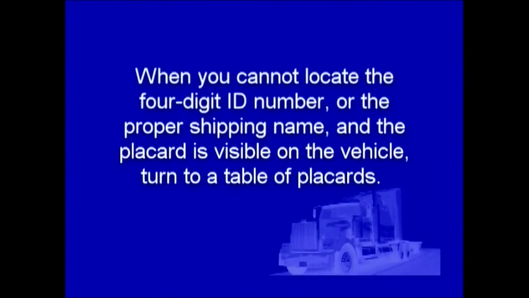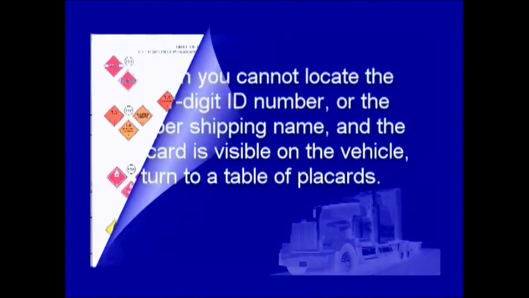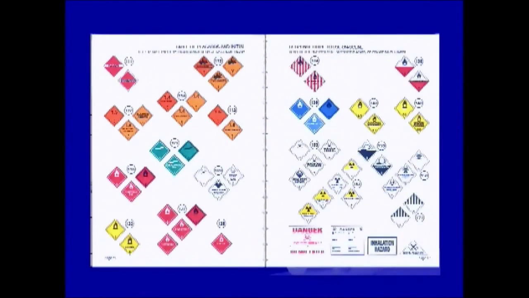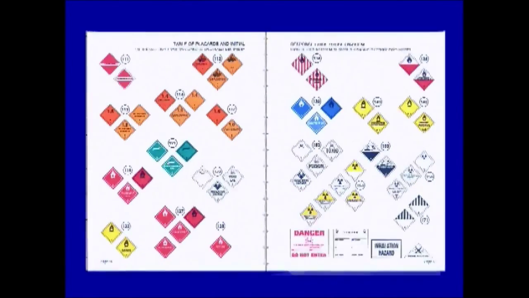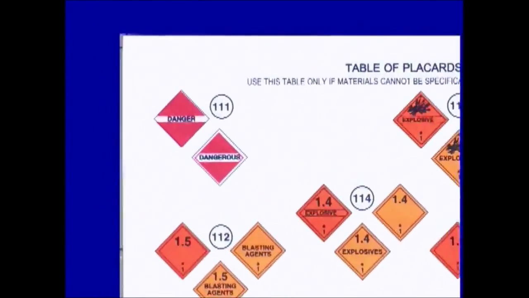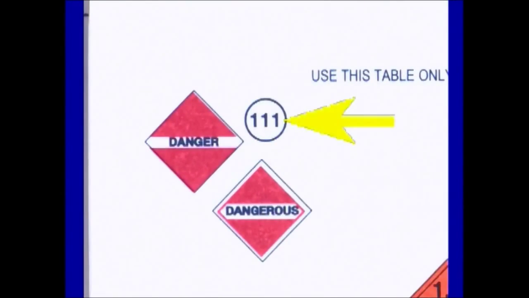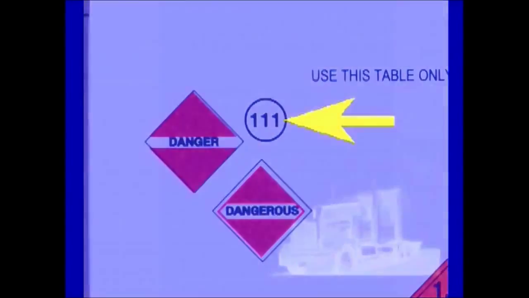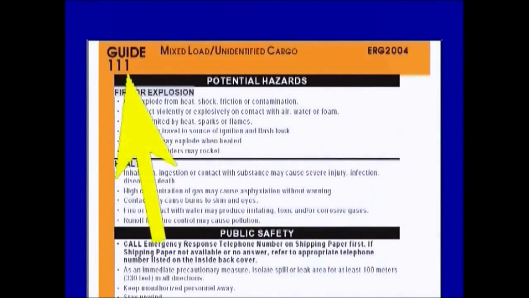When you cannot locate the 4-digit ID number or the proper shipping name, and the placard is visible on the vehicle, turn to a table of placards on pages 16 and 17 in the guidebook. Identify the placard and the 3-digit number associated with that placard. Then, turn to that 3-digit number guide section in the book and follow the response directions.